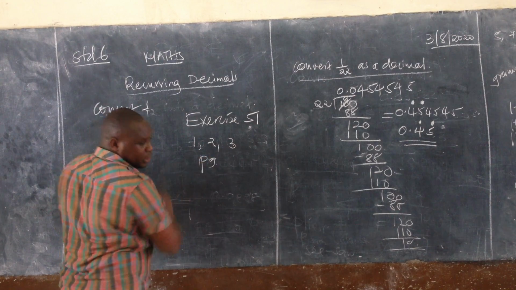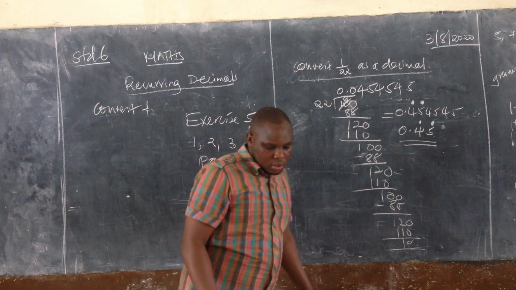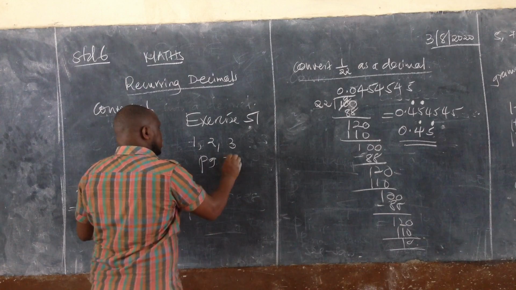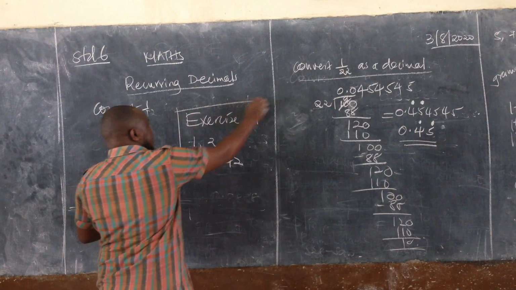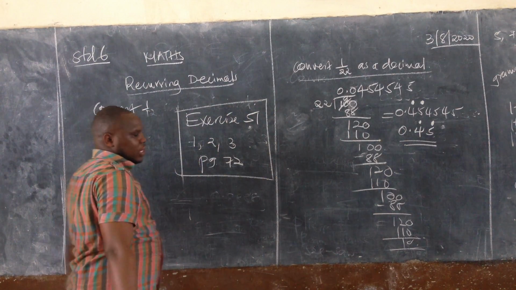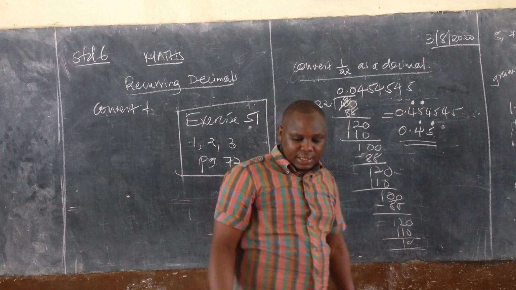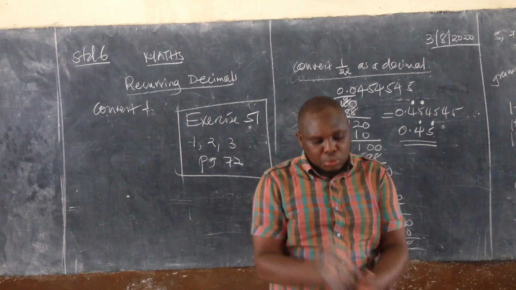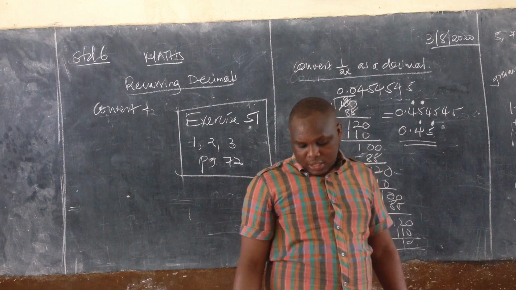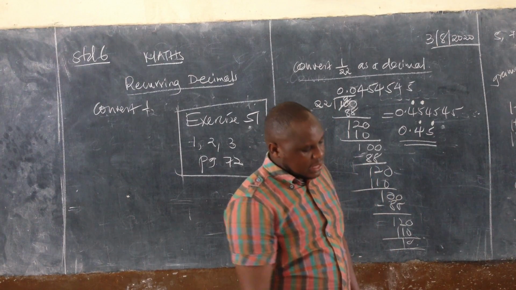That is on page 72. That's the work that I expect you to do. Do it well, calculate, ensure that you divide and divide well. I'm sure you're going to get the numbers correct.